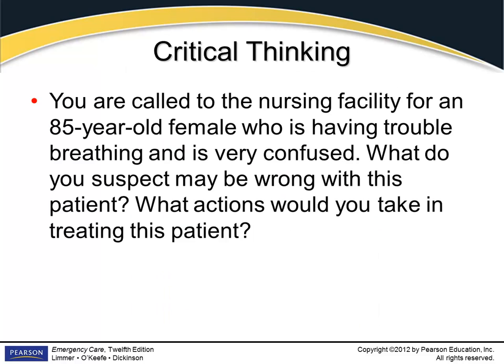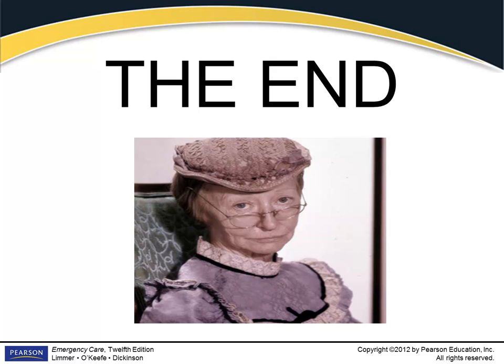Do I have the answers up here? No. Okay. What do you suspect may be wrong with this patient? She's got respiratory distress. You remember all those things on the wheel? Oftentimes that altered mental status is due to hypoxia. The cause of the hypoxia is going to be for you to try to find out. What actions would you take in treating this patient? Oxygen. That may fix your patient. It's the first thing you're going to think of.